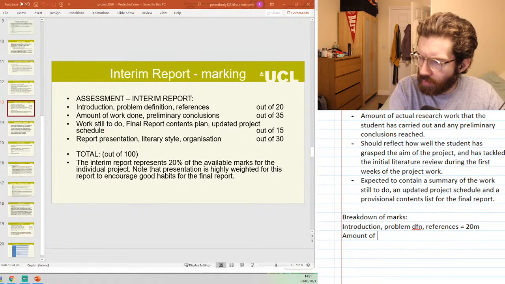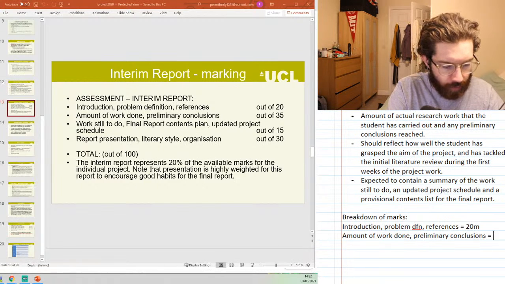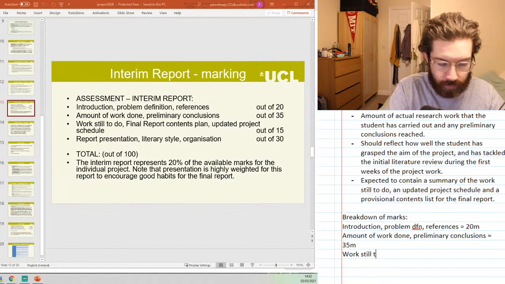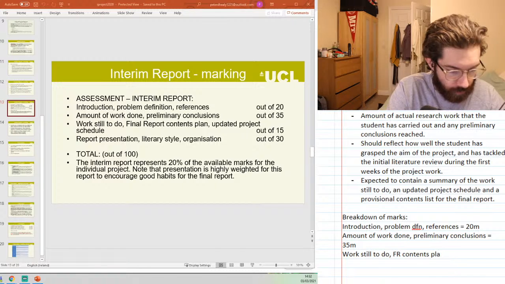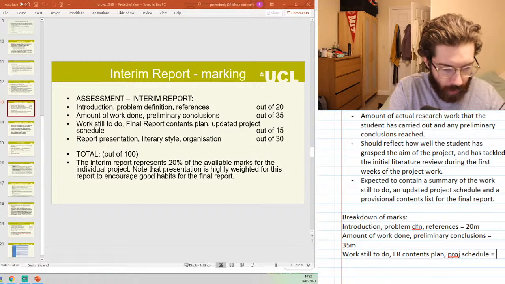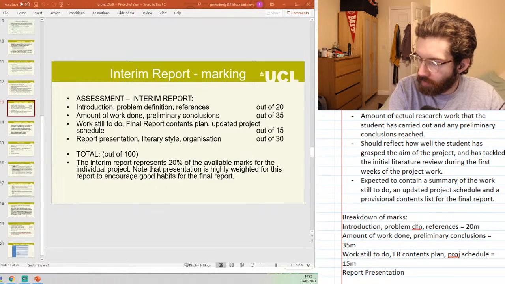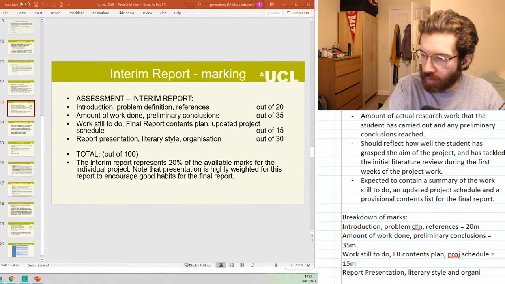Amount of work done and preliminary conclusions. That's 35 marks. Work still to do, final report contents plan, updated project schedule. And that's going to be 15 marks. Report presentation, literary style, and organization is 30 marks.